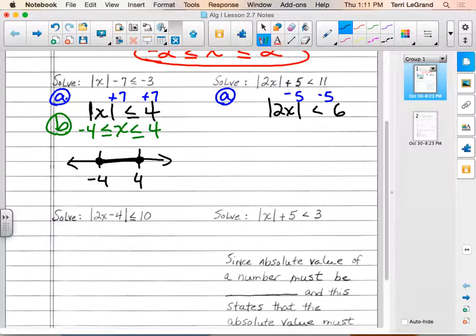Now, as tempting as it's going to be right now to divide everything by 2, we're not ready to do that yet. We have to get rid of those absolute value bars first. This says 2x has to have a distance of less than 6 units.